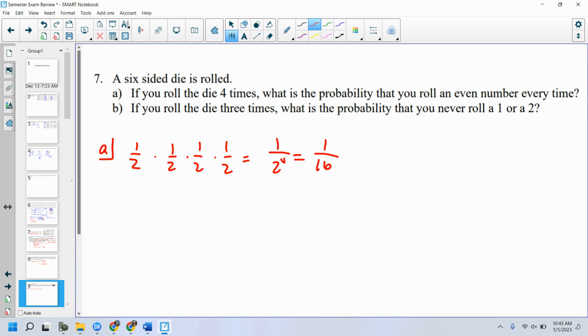If you roll the die 3 times, what's the probability that you never roll a 1 or a 2? What's the probability of not rolling a 1 or a 2 on the first roll? 1/2. No, wait. Yeah, 2/3. 2/3, right? Does that change each roll? No. So it's 2 to the third over 3 to the third, or 8 over 27, or whatever that decimal is.